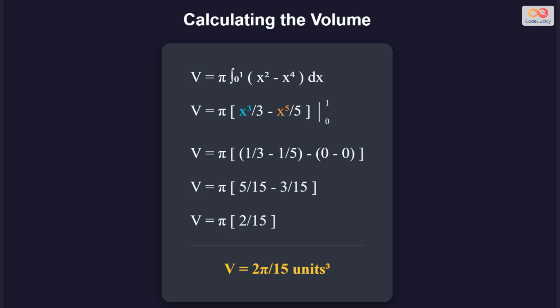Plugging in 1 gives 1/3 minus 1/5. Plugging in 0 gives 0. Finding a common denominator of 15, we get 5/15 minus 3/15, which equals 2/15. Multiplying by pi, our final volume is 2 pi over 15 cubic units.